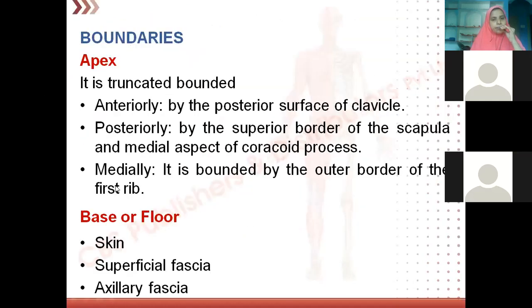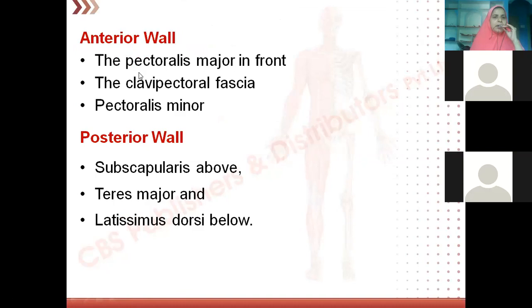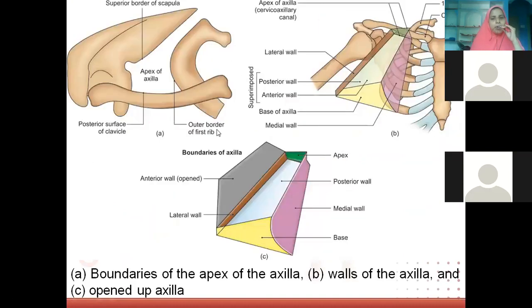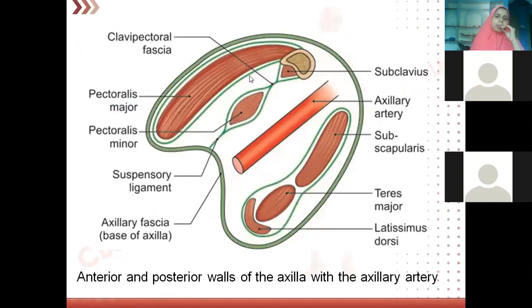Okay, coming to the base. How is the base? I said that is true skin where we have a lot of hair, sebaceous glands, sweat glands. Just below the skin we have superficial fascia, then axillary fascia, then the anterior wall. How is the anterior wall? Again, you should remember this picture. It becomes easy. Nothing but the muscles, whatever are found here.